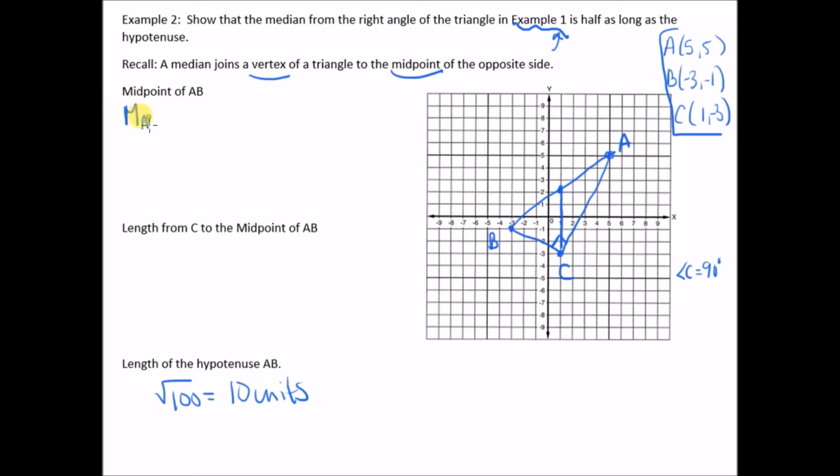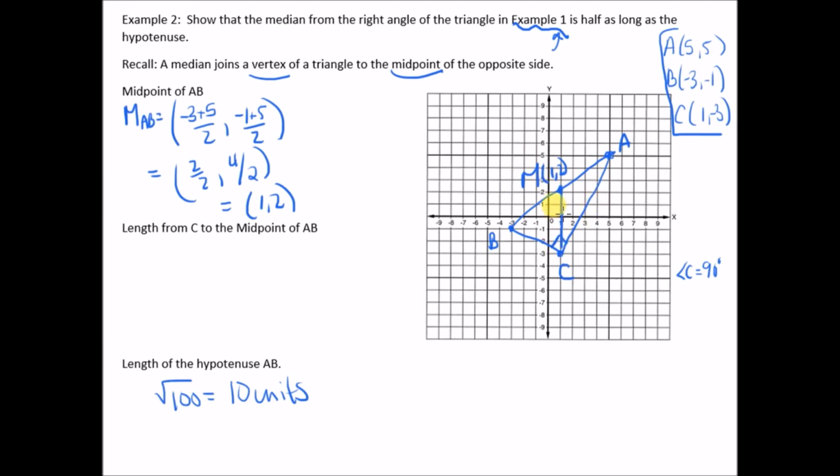So we want the midpoint of AB. So let's add negative 3 plus 5 over 2, and then negative 1 plus 5 over 2. Okay, I get 2 over 2, and I get 4 over 2. So I get the midpoint as 1, comma 2. And that's exactly where we have it here, 1, comma 2. And let's call that M.